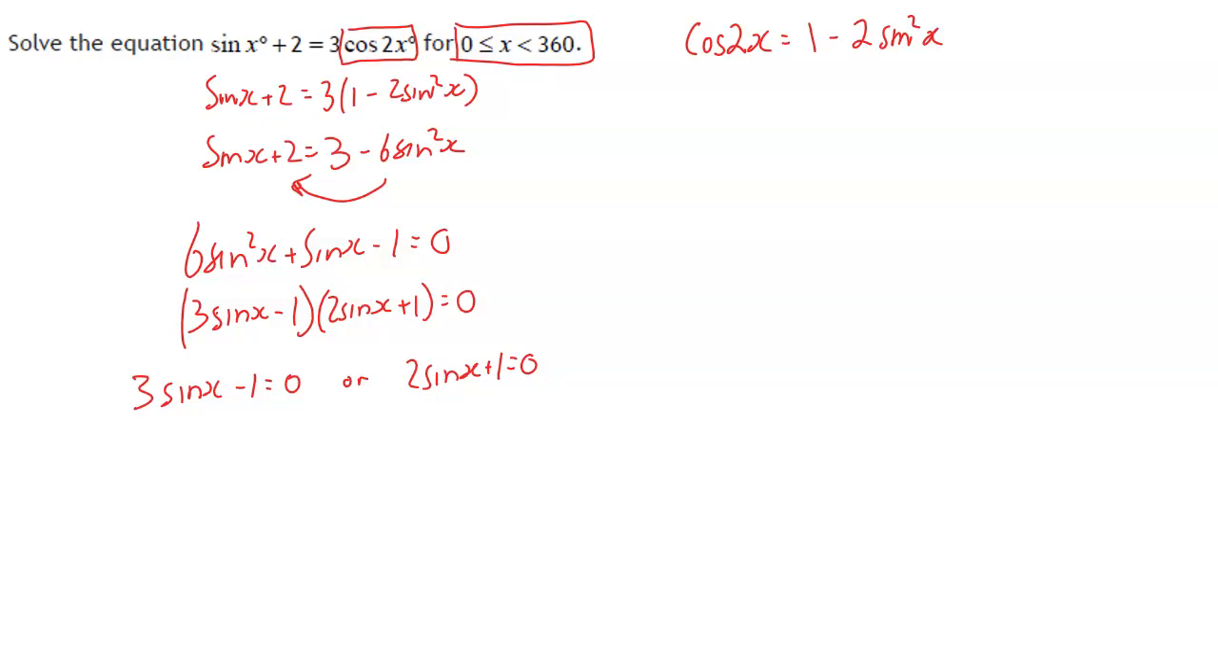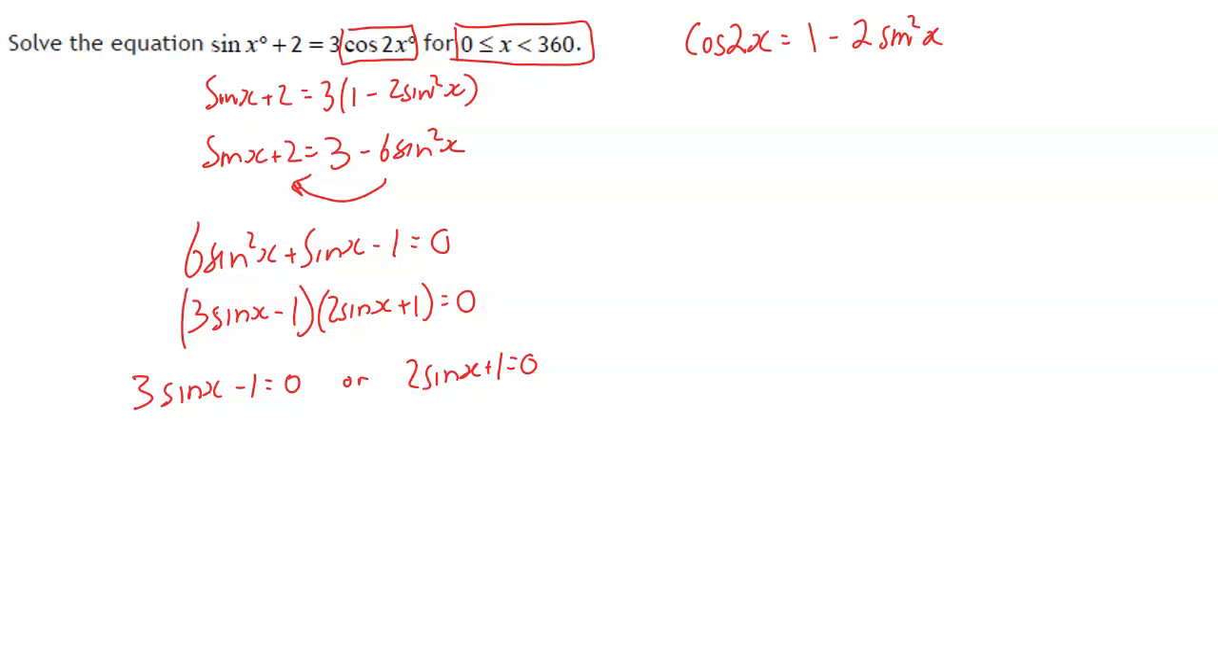Now, if the limits were to change, I might change the number of solutions. But here, because it's between 0 and 360 degrees, I'm going to get 2 solutions for each, so I have to solve both of them and get all 4 solutions. So take each bracket one at a time and solve them individually. Because remember, the answer for the first one, for example, the answer for 3 sine x minus 1 equals 0, is not going to affect the answer for 2 sine x plus 1 equals 0. They're two independent little functions to solve.